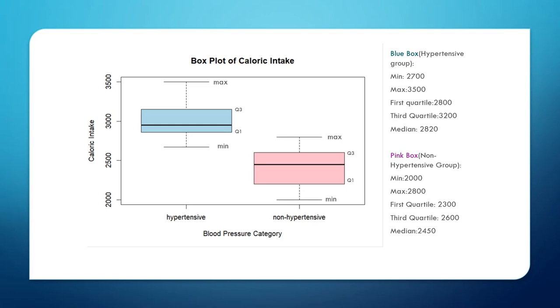Let us now analyze the box plot of calorie intake versus blood pressure categories. There are two blood pressure categories, hypertensive and non-hypertensive. The blue box indicates hypertensive group and the pink box indicates non-hypertensive group. The lower end of the whisker in the box indicates minimum calorie intake and the upper end of the whisker indicates maximum calorie intake. Q1 is the first quartile and Q3 is the third quartile. The difference between the two is the interquartile range.